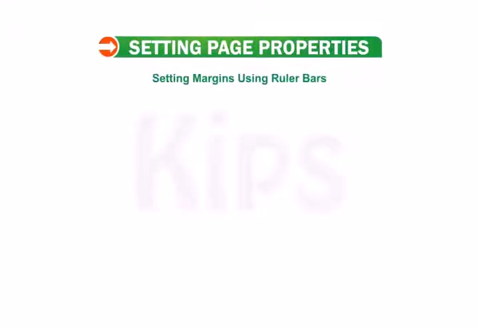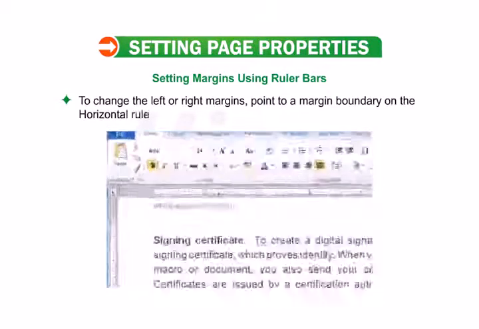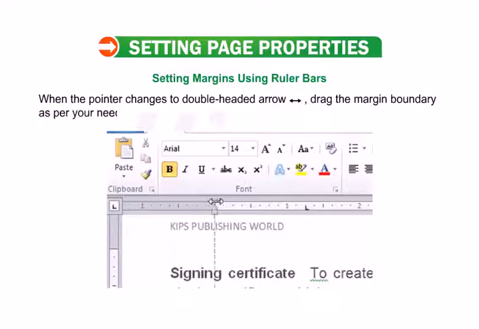Setting margins using ruler bars. To change the left or right margins, point to a margin boundary on the horizontal ruler. When the pointer changes to a double-headed arrow, drag the margin boundary as per your need.